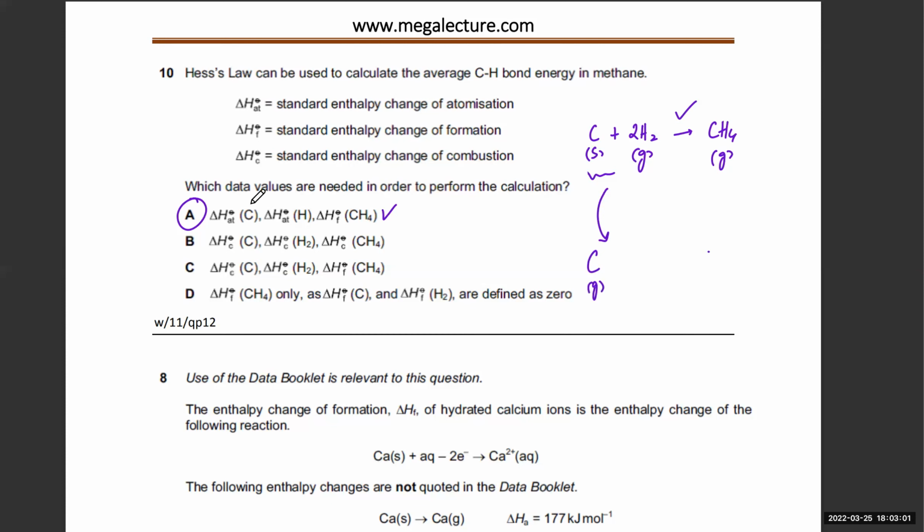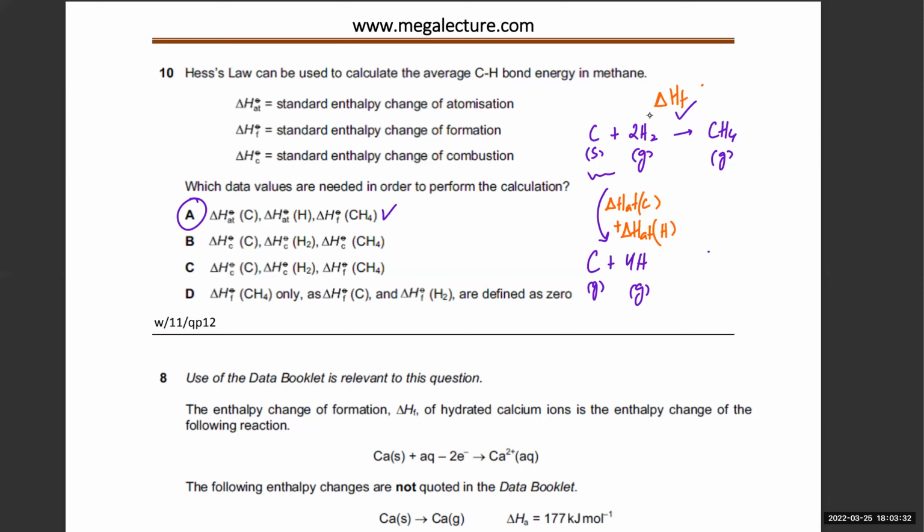And they've also given me the atomization of hydrogen. So the element will turn into atoms. So 4 hydrogen gas atoms would be formed, right? I mean, so I've actually combined 2 steps. So this one is enthalpy of atomization of carbon, plus the enthalpy change of atomization of the hydrogen atom as well. And this is the enthalpy change of formation that they're talking about.